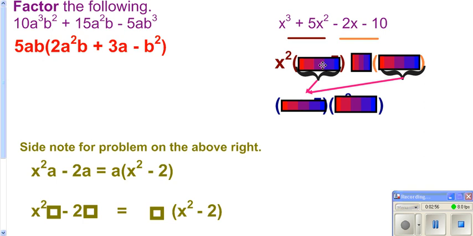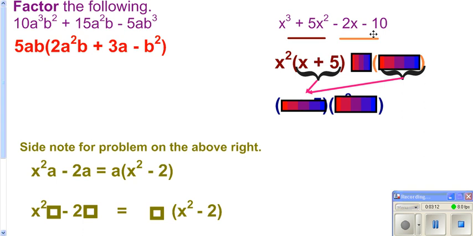Then we'll go ahead and say, okay, well, what would we have left here? Well, x squared times what is x cubed? Well, that's just an x. And then x squared times what is a 5x squared? Well, that's your plus 5.